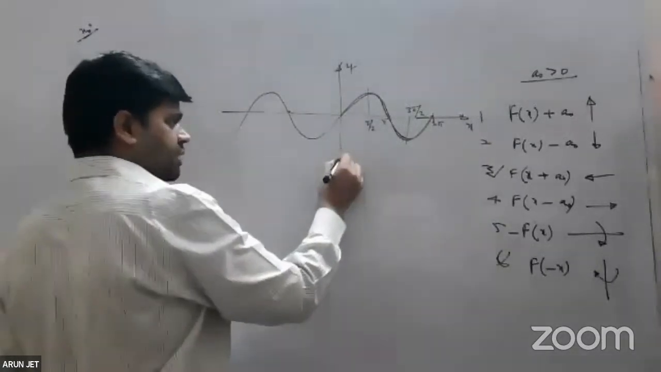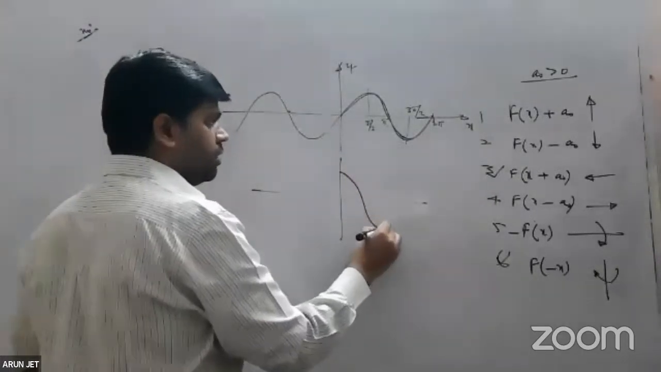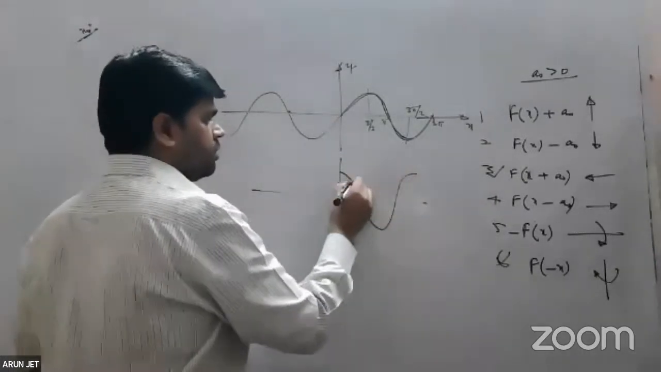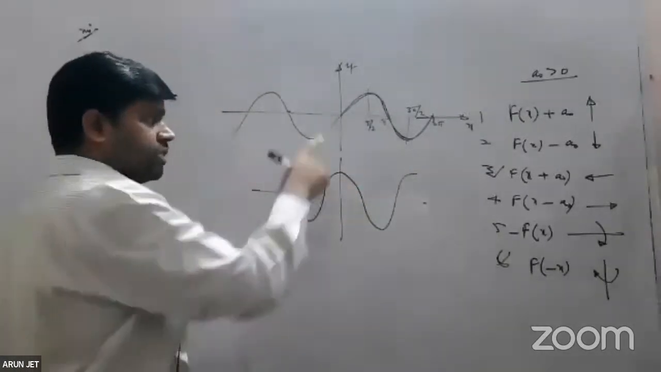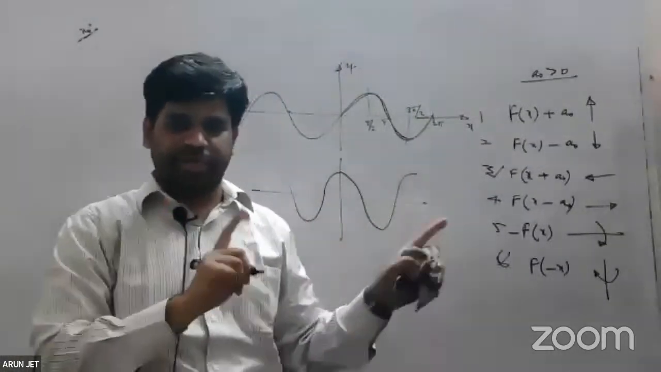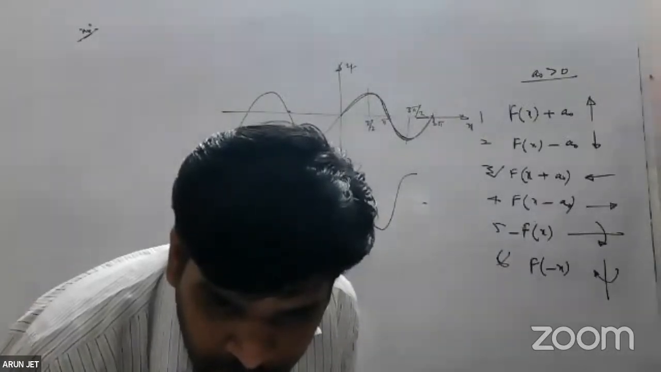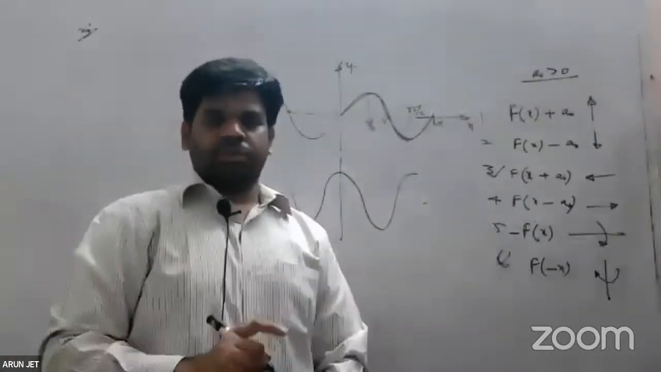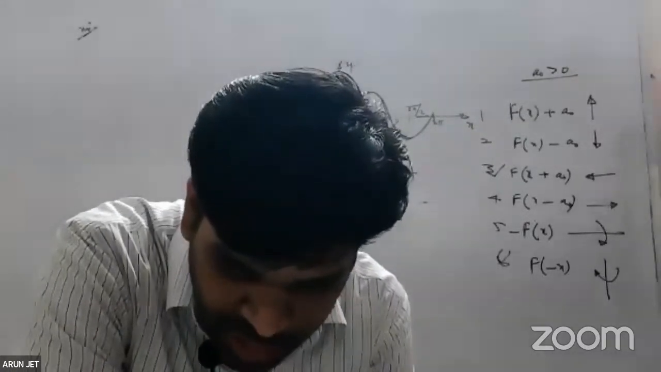Now, how is cos x? What did I tell you? Both are exactly the same in structure, identical in structure. The only difference is that one is shifted. Do you want to speak, Bhavna? Do you want to unmute yourself and speak?